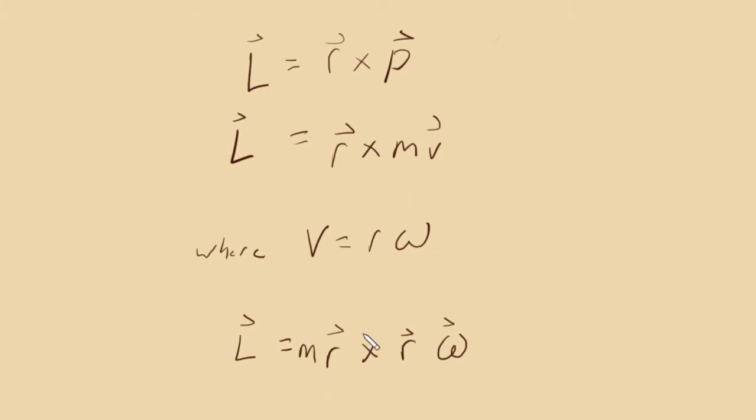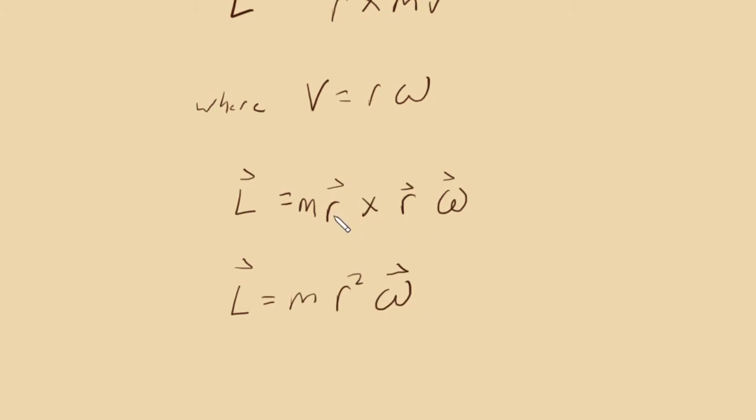So if we plug that into this equation up here, we end up with our angular momentum equals our mass. I pulled that out in front because it's not going to affect our cross product. It's a scalar quantity. It's going to be our mass times our radius crossed with another radius multiplied by our angular velocity. And when you take the cross product of r crossed with r, we end up getting the magnitude squared of r. So we could replace that, and we end up with L equals mr squared omega.